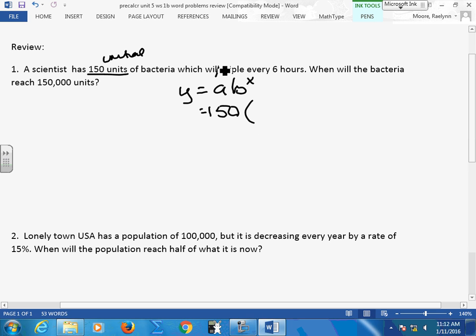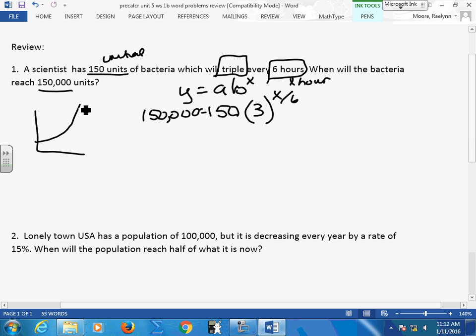3. What are we doing? Tripling. Okay. What's my time? If I do x, this says x is every hour, but it told me every 6 hours, so divide it by 6. And what's my y going to equal? Good. Now, if I graph this thing, I'll see my increase. I'll set it equal to this and find out when. But algebraically, I need to solve this using a log. That's the only thing that's going to bring my exponent down.